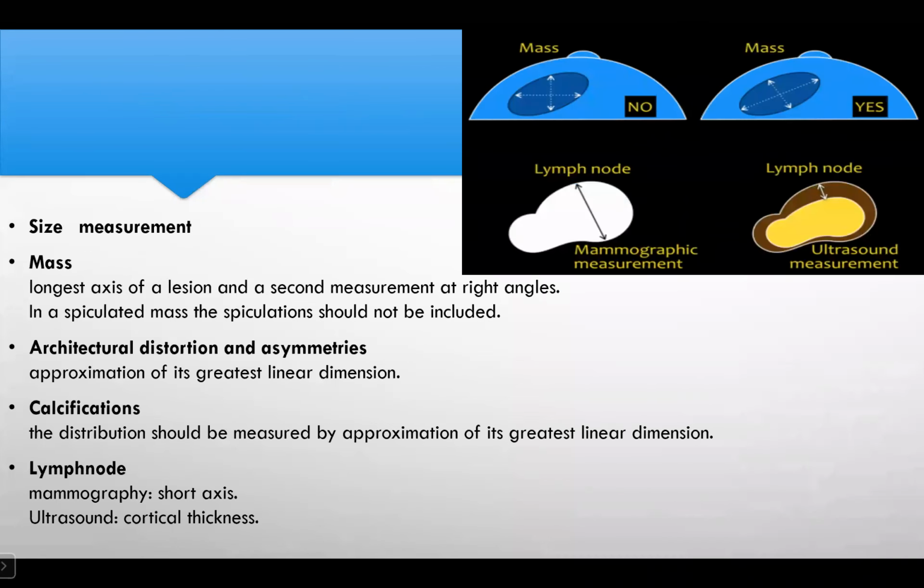The size measurement. In a mass, measure the longest axis of the lesion and the second measurement at right angle. In a spiculated mass, the spiculation should not be included. Architectural distortion and asymmetry are measured by approximation of the greatest linear dimension. Calcification distribution should be measured by approximation of its greatest linear dimension. Lymph node is measured in mammography by taking the short axis, and in ultrasound by taking the cortical thickness.